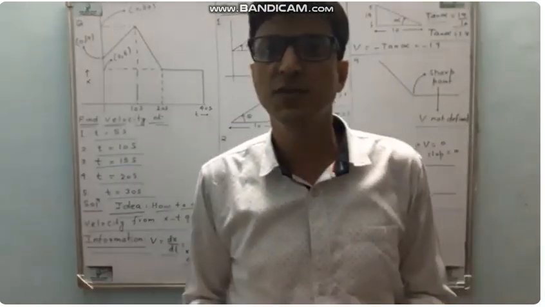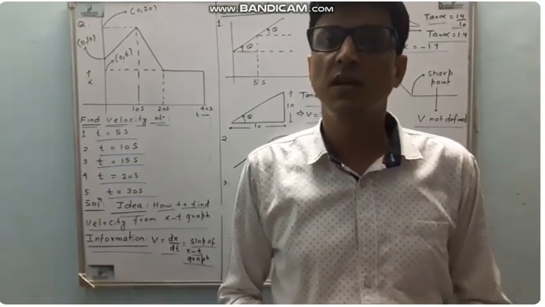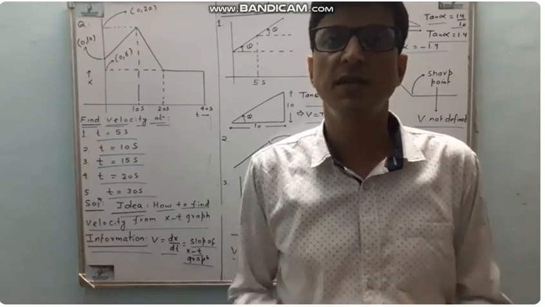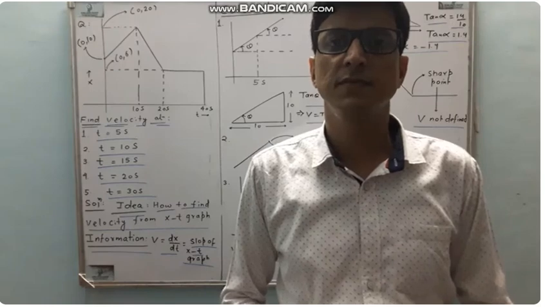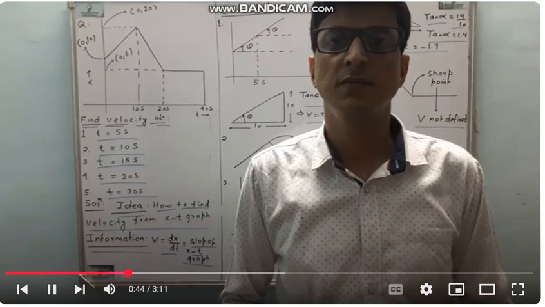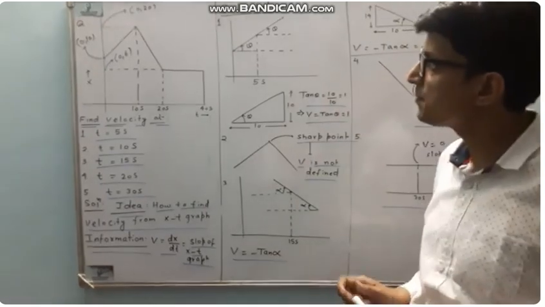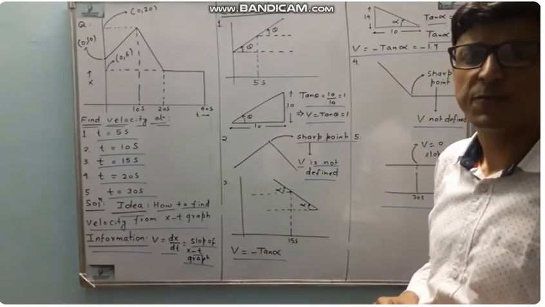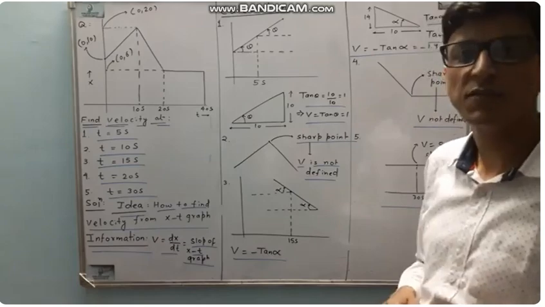Before starting this question, we will follow the 4 steps. First is a silent mind, then idea, then information, then calculations. So the first is to be silent. Now let's look for the idea. The idea is how to find velocity from a position time graph. Now let's rack our brain for the information. What information do we have?